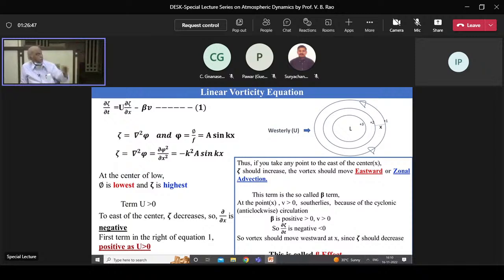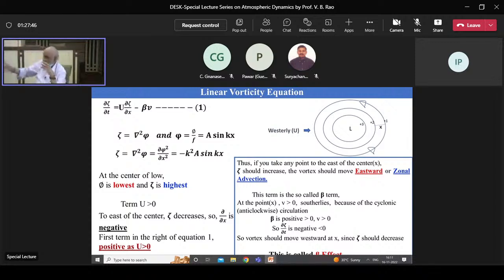Yeah, u is positive, and this term, first of all, d by dt of zeta is minus u d by dx. Well, on the left side, d by dt of zeta plus u d zeta by dx plus beta v. So there is a negative sign on the u, it's not put on the board. There is an error on that. There is minus u d zeta by dx. Minus u d zeta by dx.